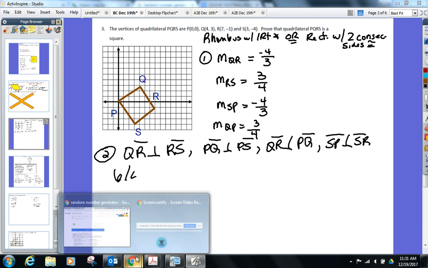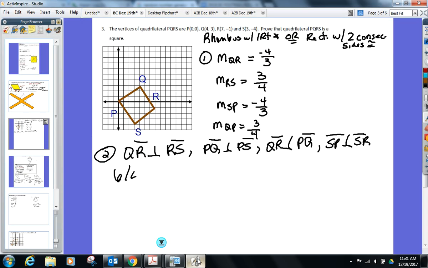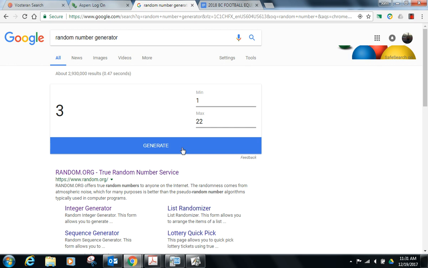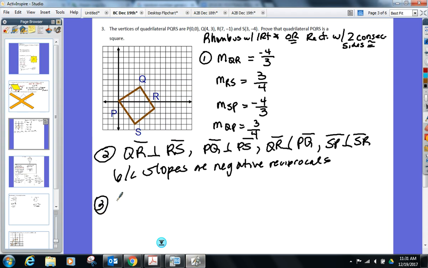Because what's a good reason why they're perpendicular? Why are they perpendicular? Slopes are negative reciprocals. If the lines are perpendicular, what do you know now? What do you know now? That one right angle. Where? Name them. Angle P, angle Q, angle R, and angle S are right angles.